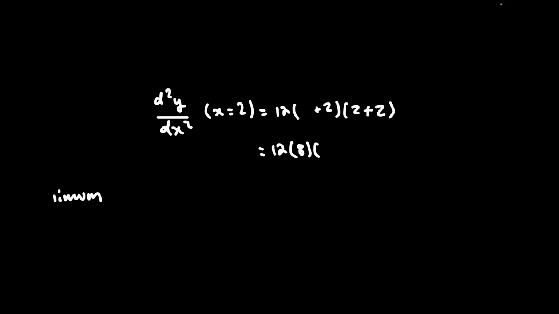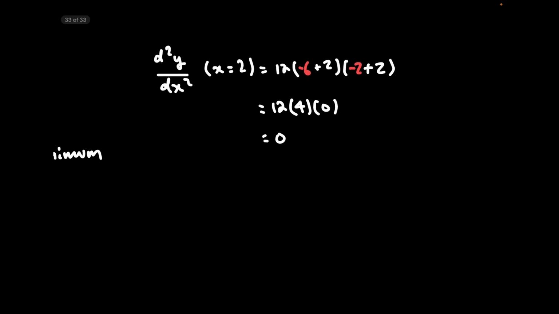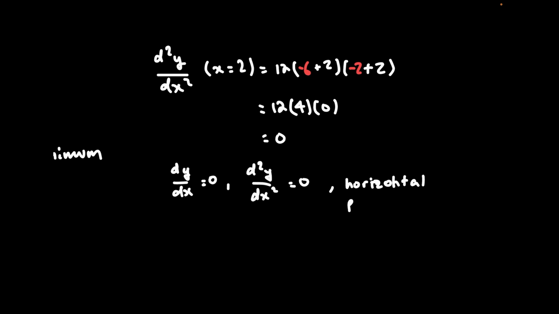In doing so, we can say this is equal to minus 6, not 6, and this is equal to minus 2. And because we have this part equaling 0, this is times by 4 and this is times by 0, which gives us 0. I'll tell you there are cases when you can't simply say this is a horizontal point of inflection. But because your first derivative is equal to 0 and your double derivative is equal to 0, we can say that this gives us a horizontal point of inflection.